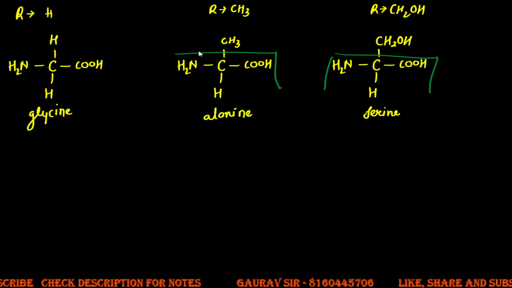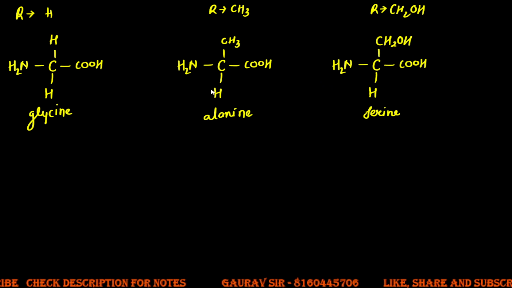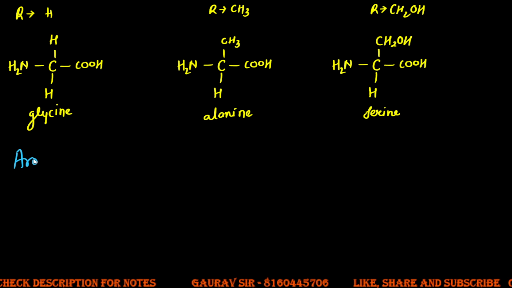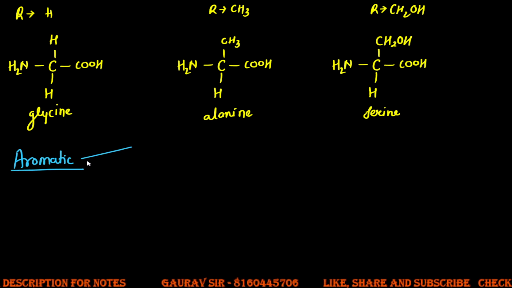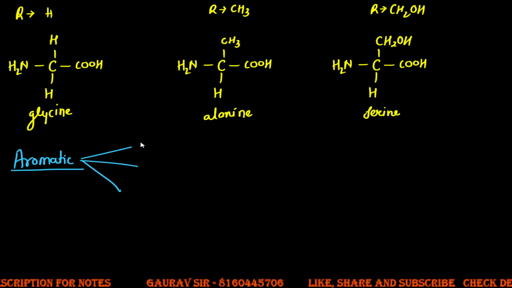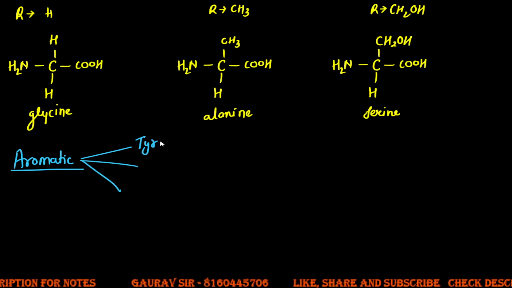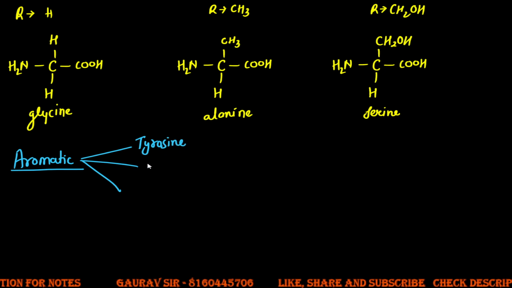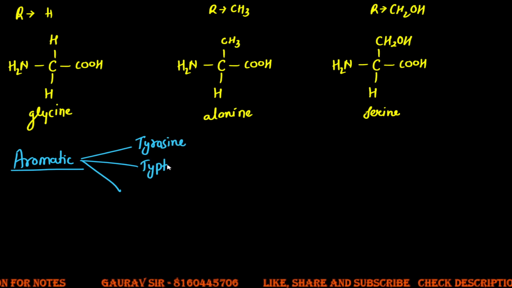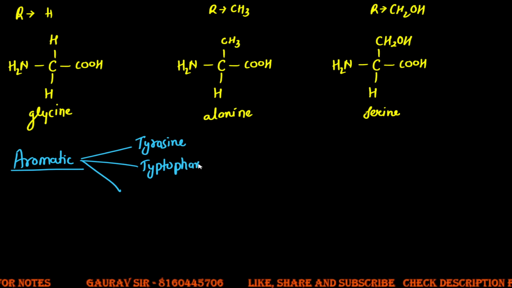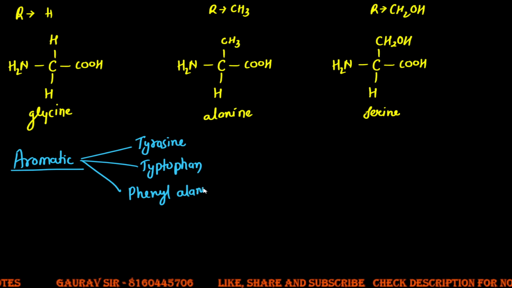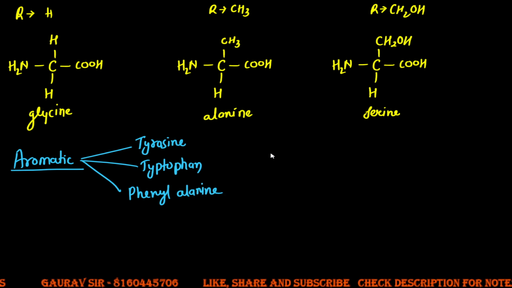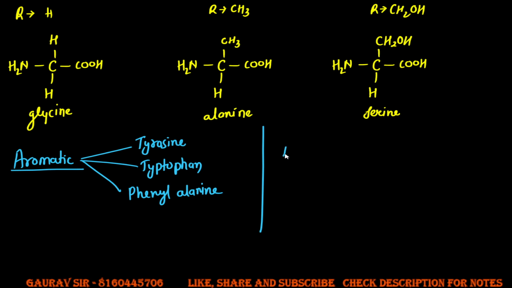Okay, also some of the amino acids produce a pleasant smell. They are aromatic in nature. So there are three examples of these aromatic amino acids. They are tyrosine, tryptophan, and the other one is phenylalanine. Phenylalanine. Okay.